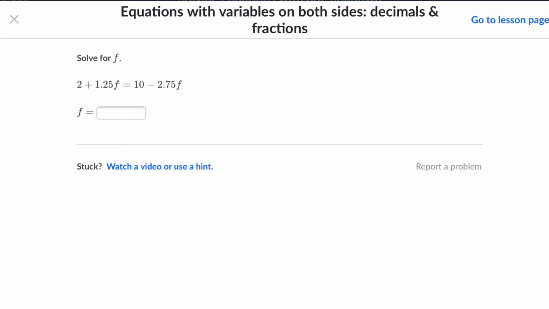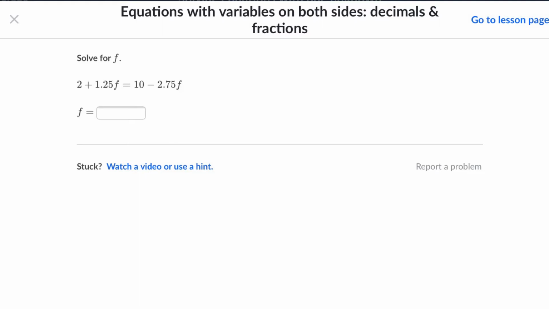What I have left here is 1.25f, and this is equal to 8 minus 2.75f. Now the next thing is I'm going to do the same type of thing with the variable terms. And that means I have to now add 2.75f to both sides. 2.75f. And here we go.